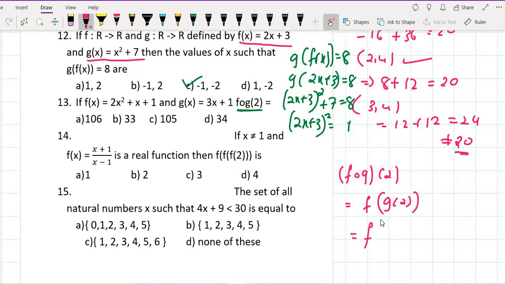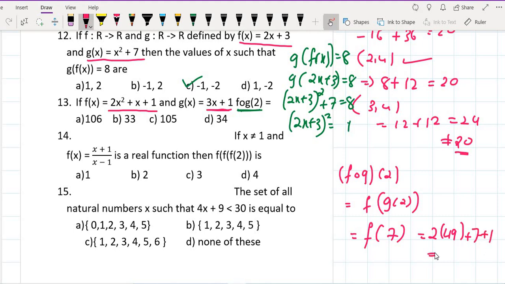That is f of, what is g of 2? See here, the g function is 3x plus 1. Now g of 2 is needed. 3 2s are 6 plus 1, so that is 7. Now f of 7 is needed. Substitute over here, 2x square plus x plus 1. So 2 times 7 square, 49, plus x is 7 now, plus 1.